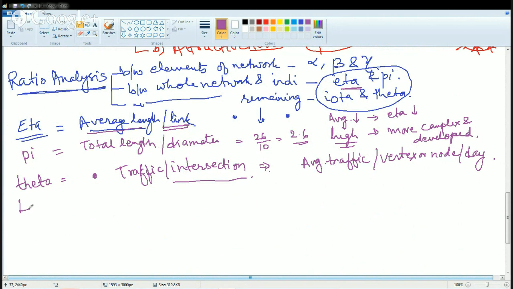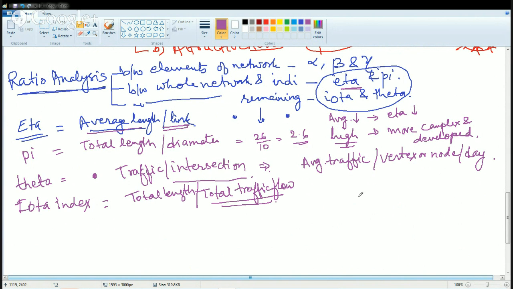The next is the IOTA index. Now IOTA index is a unique index that we need to understand because IOTA index talks about weight. Now what is the weight in this sense? Some people confuse it with how much traffic is flowing through this region, but it's not basically the traffic. IOTA index talks about the total length and the total traffic flow. So you have the total length divided by the total traffic flow. Now how do you calculate the total traffic flow? Total length in this case was 26.